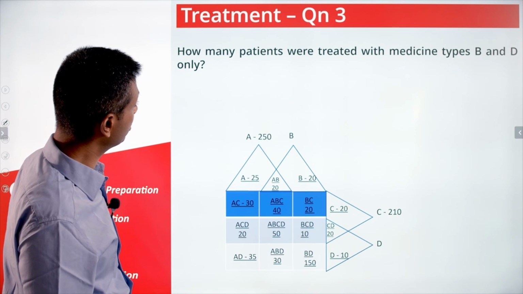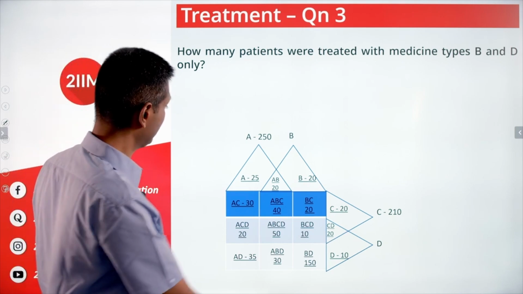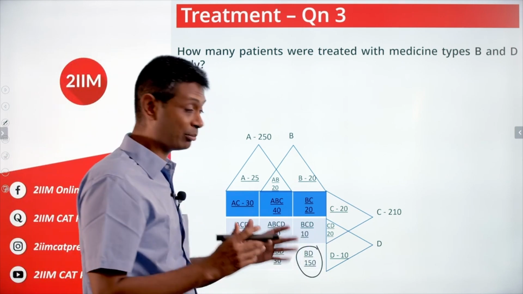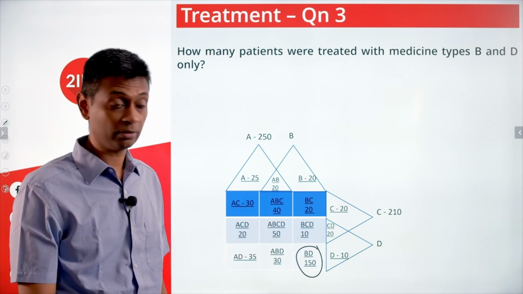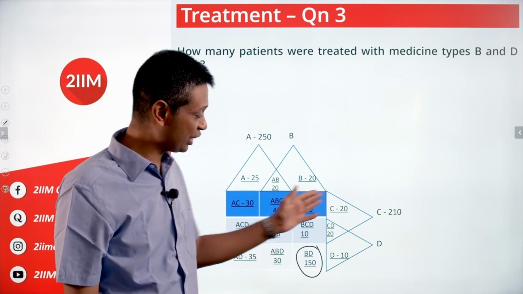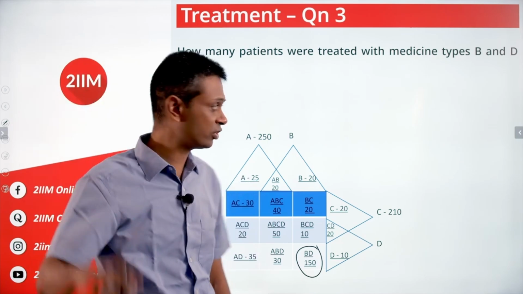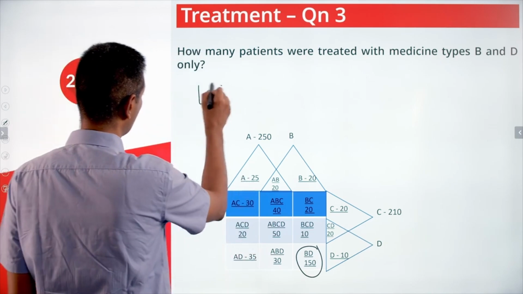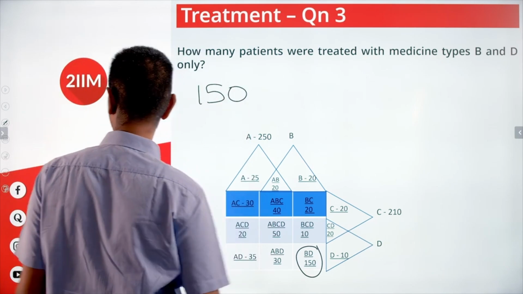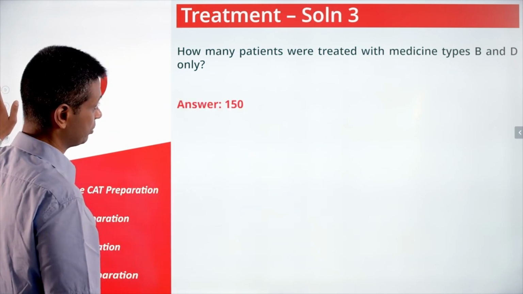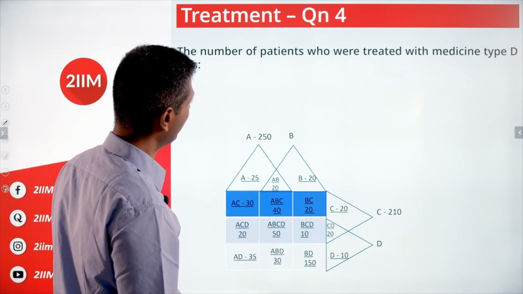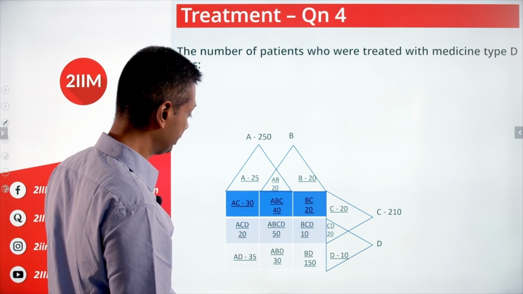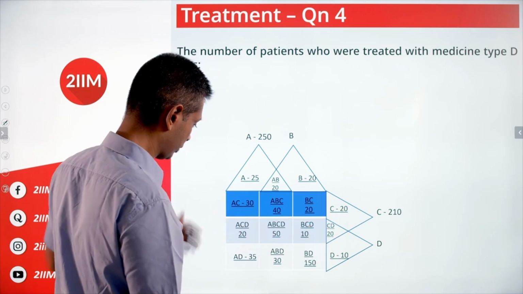How many patients were treated with medicine types B and D only? B and D only. This is the anomalous looking number, the number that is a little off. Everything else is in a reasonable range. This is out of whack, off the charts. But once you've got the answer, maybe do a double take. But you've got to have the confidence to plug ahead. That is 150. The number of patients who were treated with medicine type D. D, that means we're adding all of this.